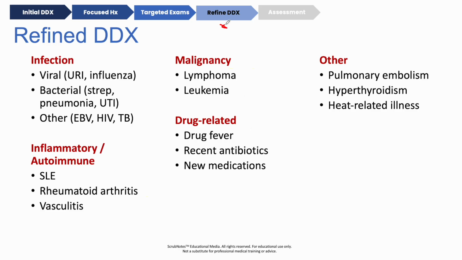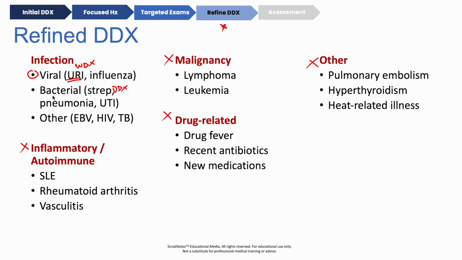Okay, we're at step 4 now in our framework. We want to refine our differential list. So again, we're refining it. We're probably not adding any more diagnoses, but we're prioritizing based on our focused history and our targeted physical exams. So for our patient today, I'm leaning towards a viral upper respiratory infection for my working diagnosis.